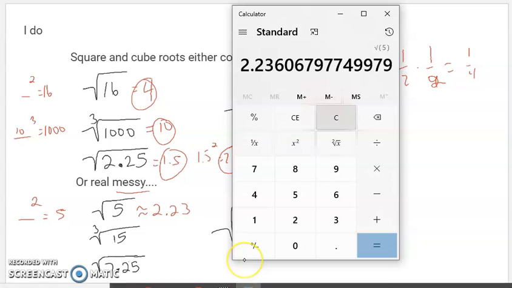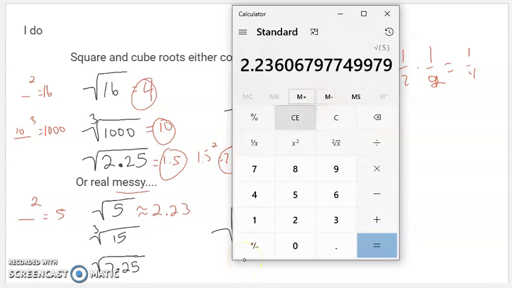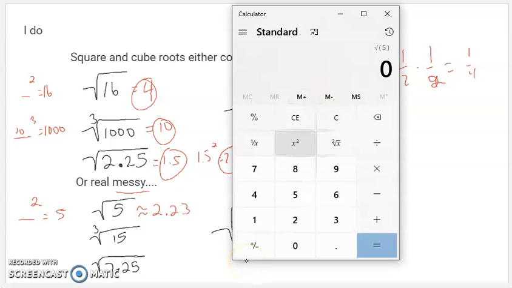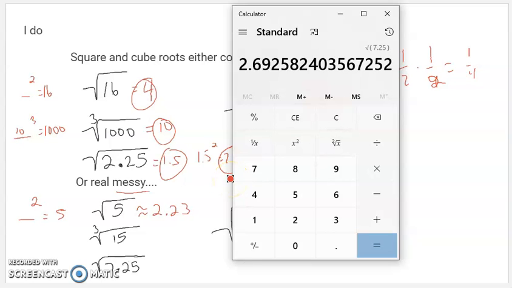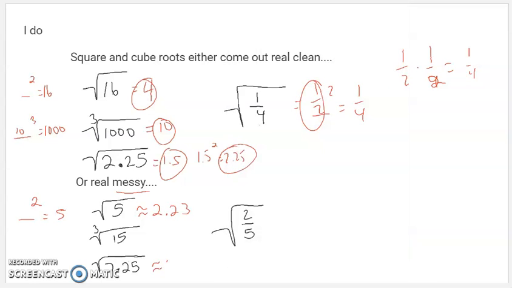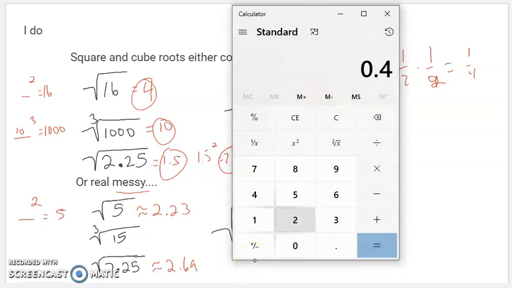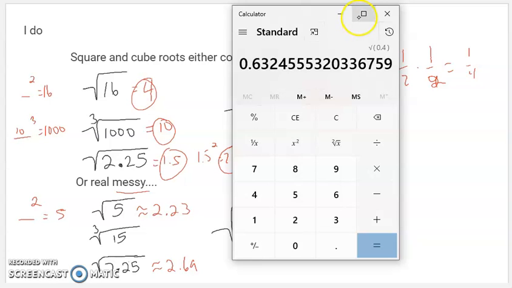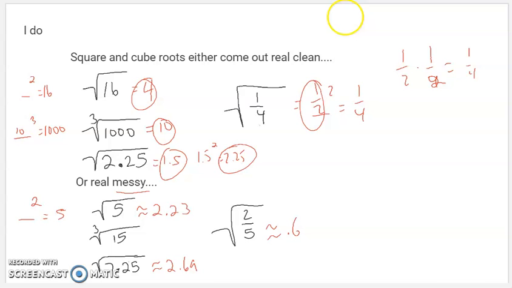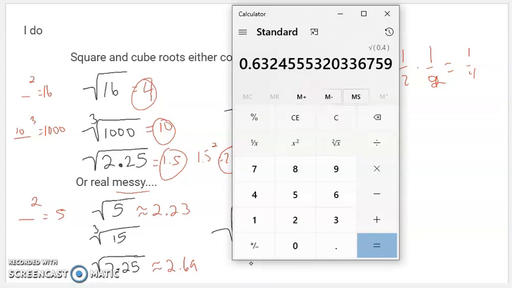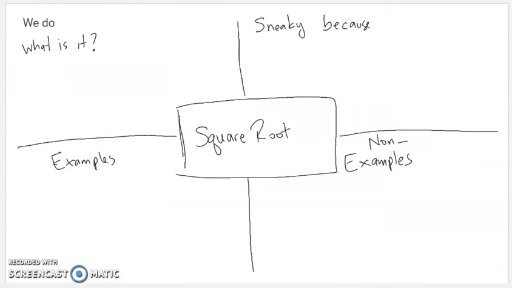The cube root of 15, I don't have a calculator that will even do cube roots. So I'm going to skip that one. It would not come out clean either. Square root of 7.25, 7/2500ths. Square root, look at that. I mean, no way you're ever going to come up with that. We'll call it 2.69. And square root of 2/5. 2/5 is this as a decimal. Square root is that, 0.6324. Approximately 0.623. So you'll notice what I really want you to know, if it didn't come out real neat, it came out real messy, like a big, long decimal.